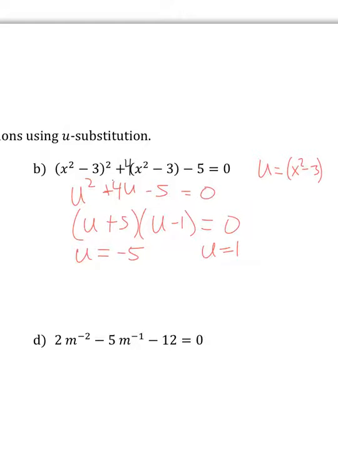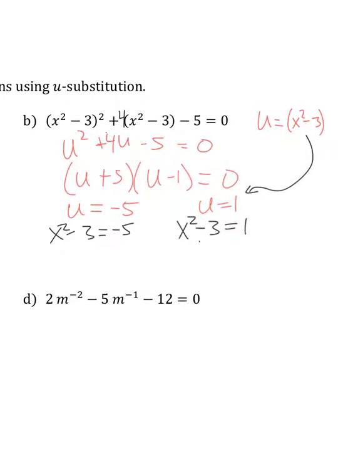It's x squared minus 3. Now we've got to plug it back in. x squared minus 3 equals negative 5 and x squared minus 3 equals 1, two equations. Solve them separately, add 3. That's what we did on the last one, but it's happening on the other side. So x squared equals 3 plus negative 5, which is negative 2.